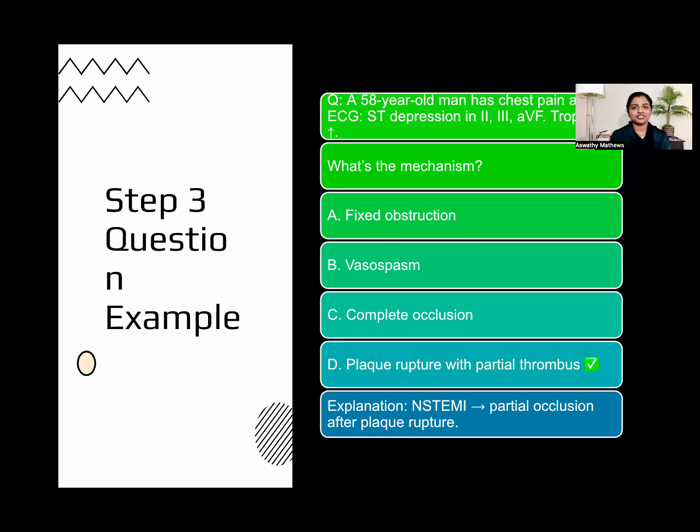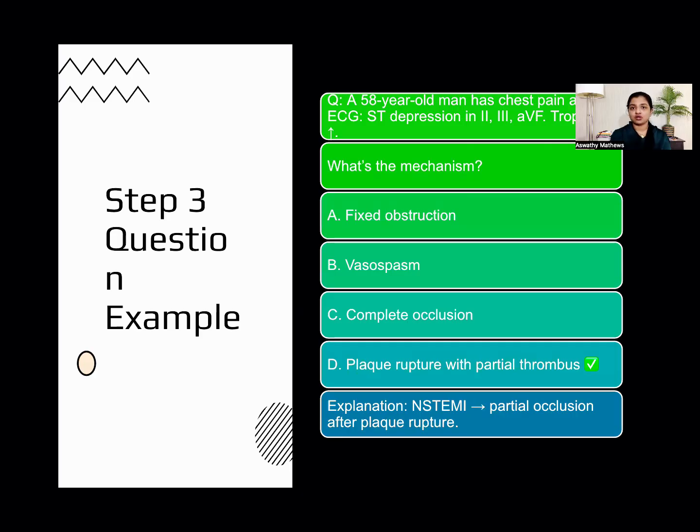So we have the options. Fixed obstruction? No, with a fixed obstruction there would have been ST elevation and a STEMI. It's not vasospasm or complete occlusion. Plaque rupture with partial thrombus? Yes, it could be a plaque rupture with partial thrombus because it's an NSTEMI. According to each of these conditions, our treatment modality changes.